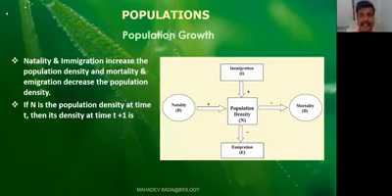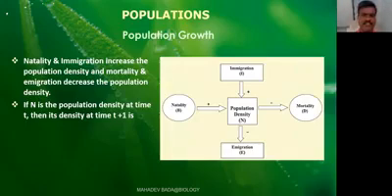In a given area, in a given period of time, many people are taking birth, called natality, and many people are coming from far off places, that is immigration. If these two cases are happening, then obviously population density increases. So natality and immigration increase the population density. At the same time, mortality and emigration decrease the population density.